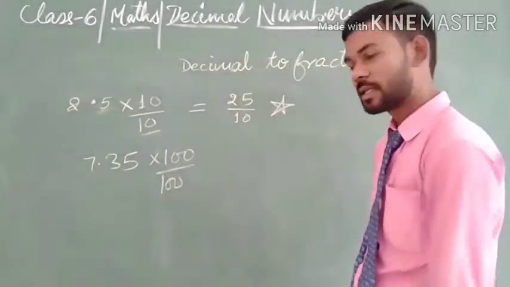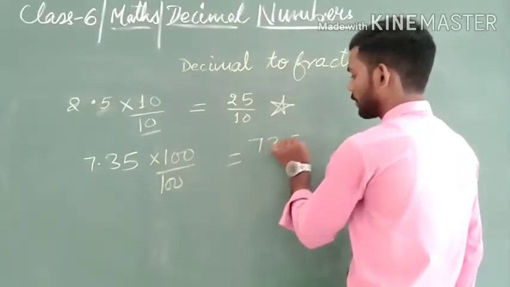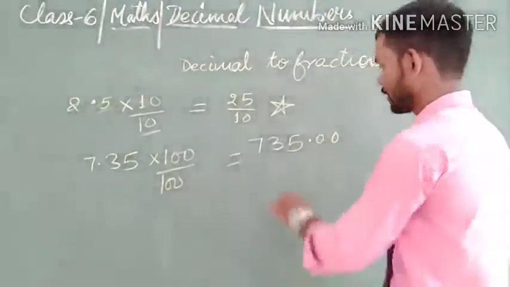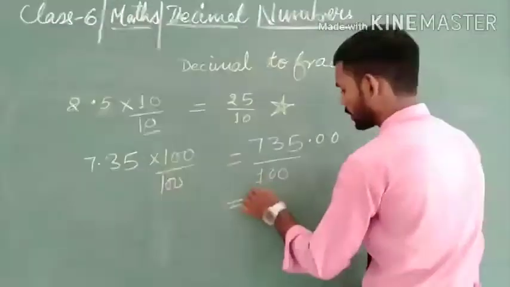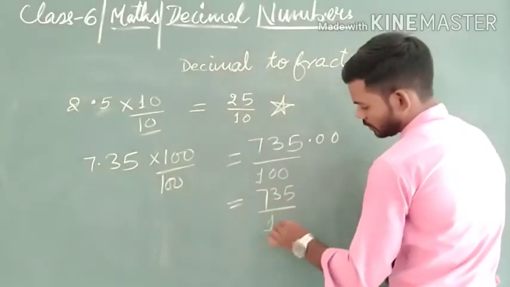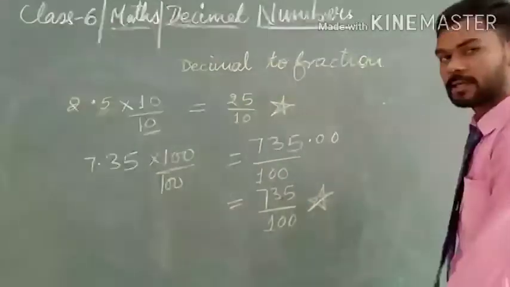In this case we get 735.00 upon 100. It can also be written as 735 upon 100. This is our required result.